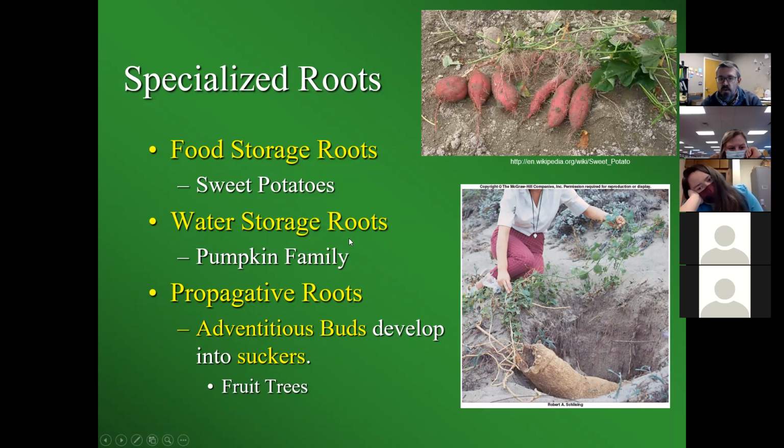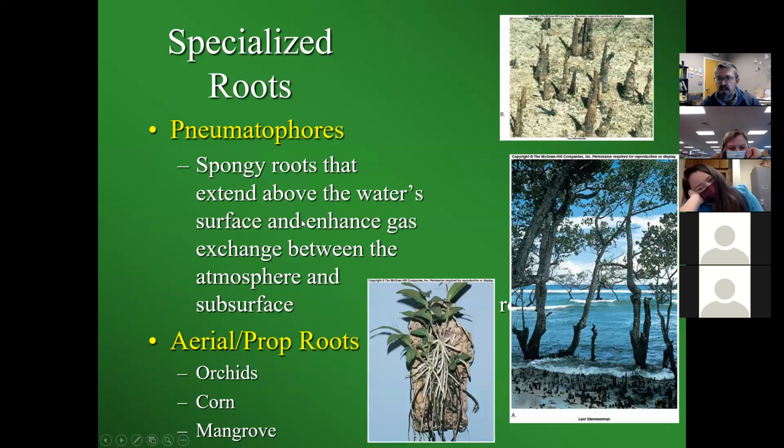You get water storage things. I mean, really interesting plants that do that store water. And then some will actually put out roots and then put up a new plant. These are called suckers, which are basically adventitious buds. Fruit trees do this. Pneumatophores you find in things like our bald cypress or our mangrove trees. Sometimes you'll see something like that.